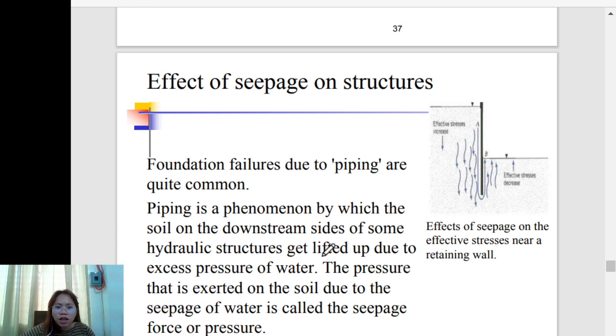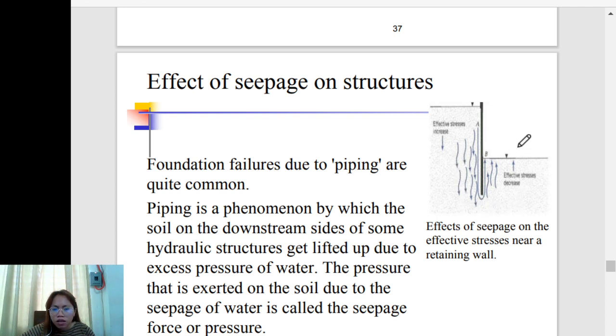So the soil on downstream sides gets lifted up, meaning the soil on the downstream, this part here, gets lifted up because of the excess pressure on the downstream side.